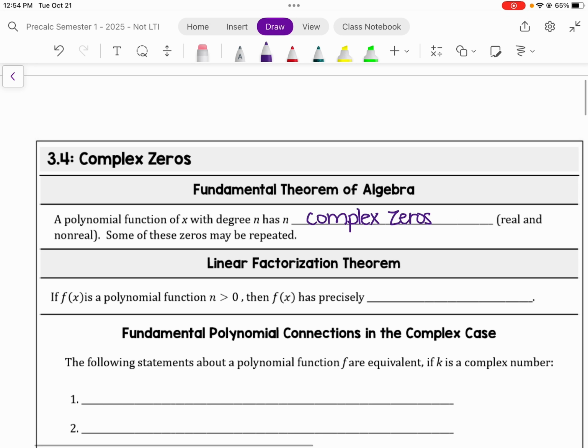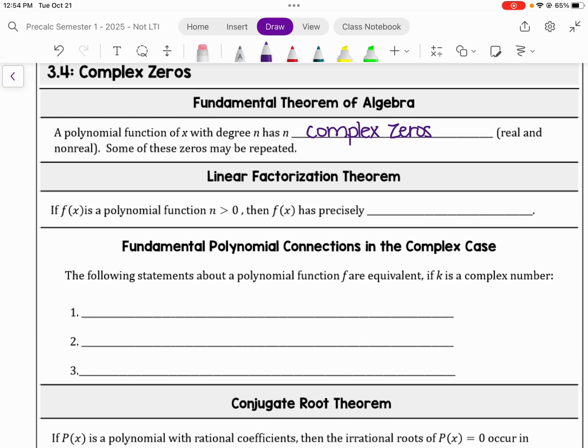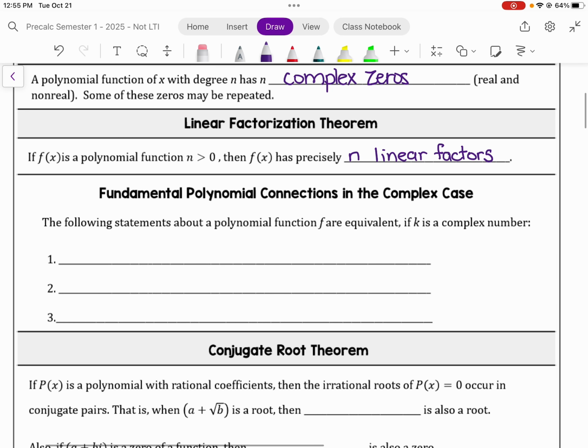If f of x is a polynomial where the degree is greater than 0, then f of x has precisely n linear factors. A linear factor is just something like x minus 1. And we have as many of those as our degree. Okay, so here are some other things that we need to note.